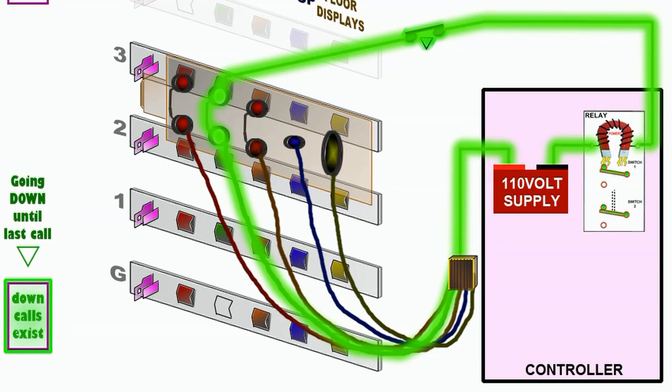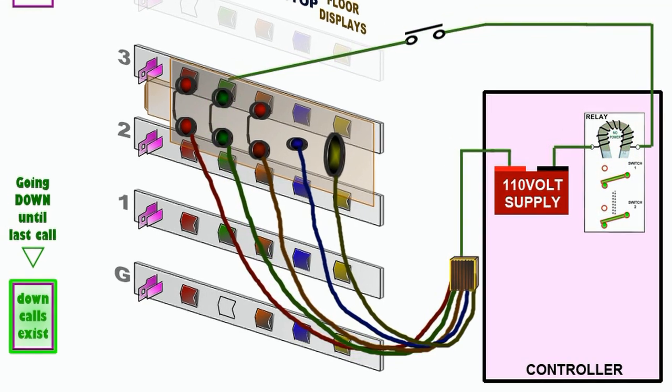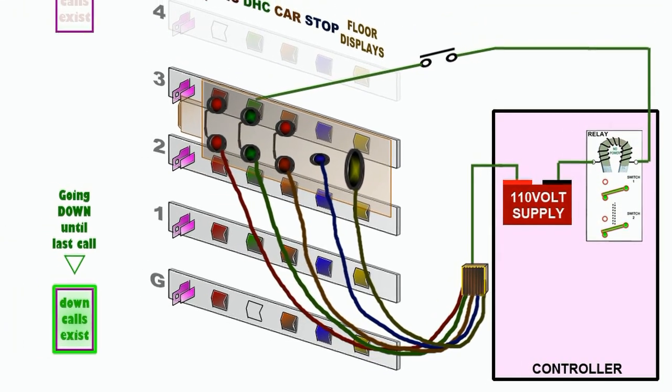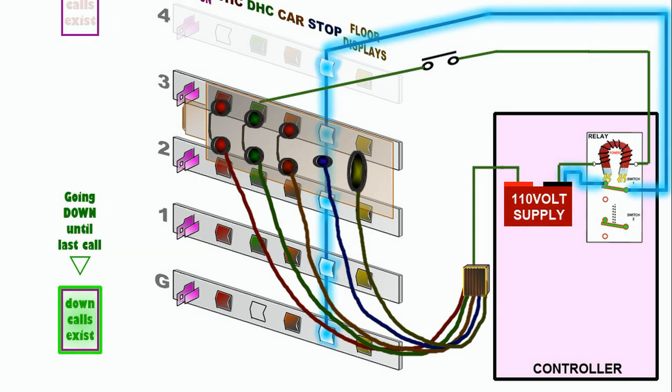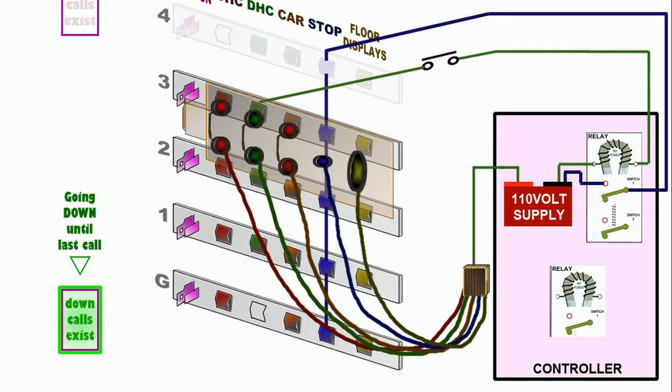But what good is that relay unless something is connected to the switches? Because that's what a relay is. It's an electromagnet that moves switches. How about we connect the first switch of the relay to the stop contacts? We need this, else the lift will not stop. Now when the relay turns on, the stop contacts become live. Although the stop contacts are now live, there is no circuit back to the controller yet.